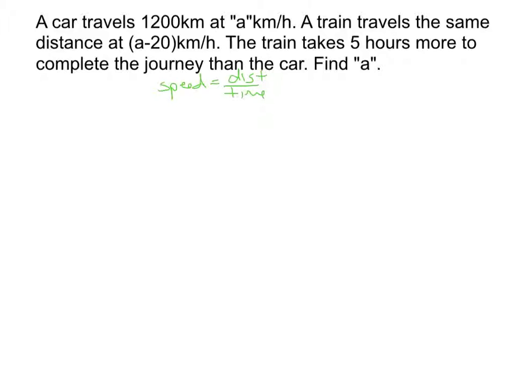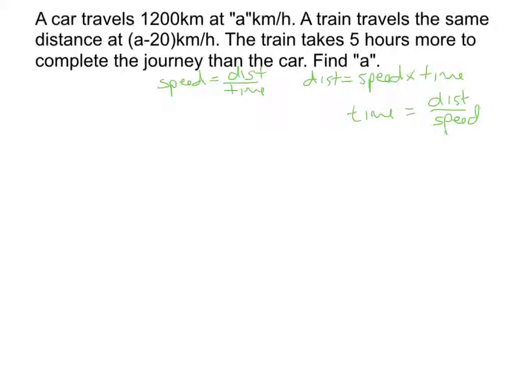We can rearrange this. Multiplying both sides by time gives us distance is equal to speed multiplied by time. And we can rearrange that again to tell us that time is equal to distance over speed. So they are the three key equations that we need. The way that we apply these equations, we're told in the question, is that the train takes 5 hours more to complete it.